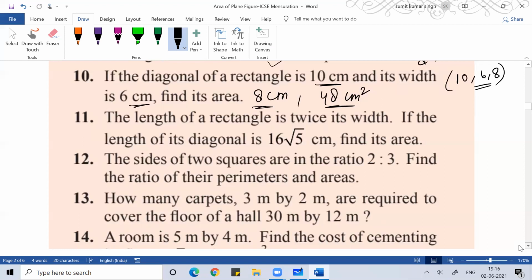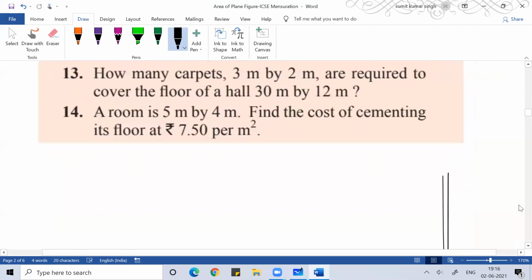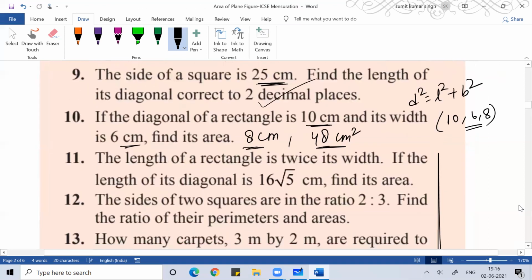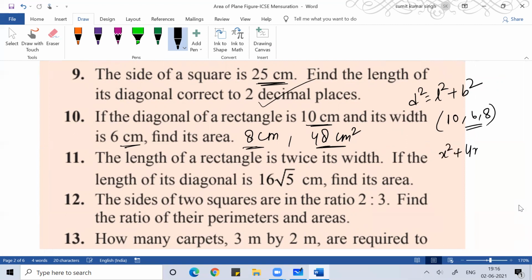Is it 512 centimeters square? Correct. How you did? Sir, so breadth is x and length is 2x. Very good. So then we can write root of 4x square plus x square is equal to root of 5x. So root of 5x is equal to 16 root 5. So then x will be 16. Very good. So x is equal to 16.